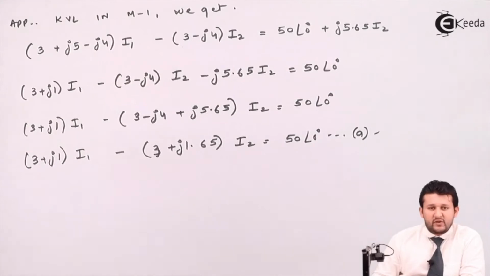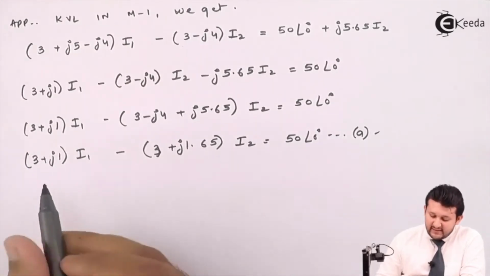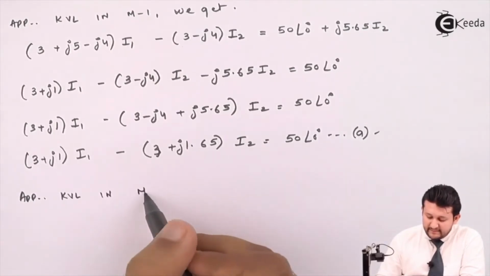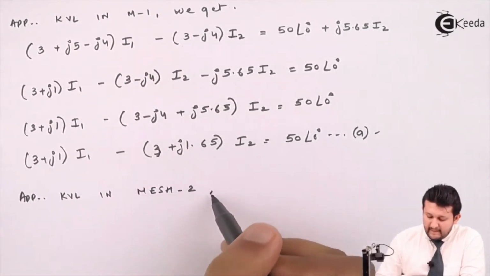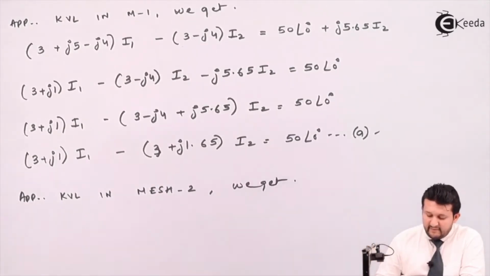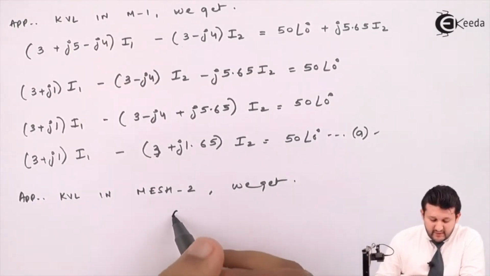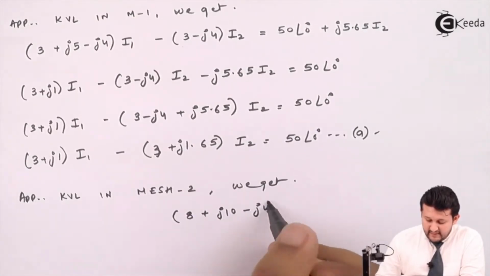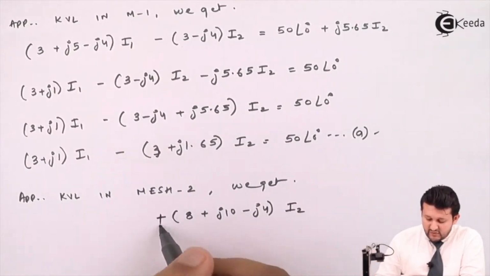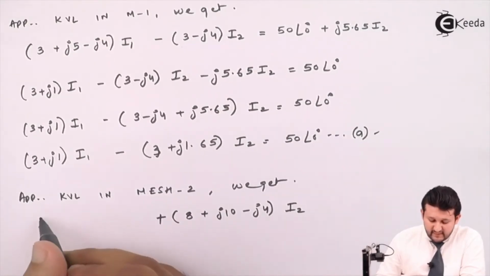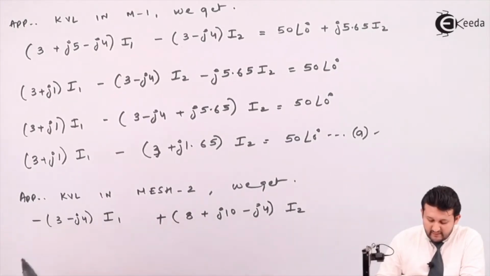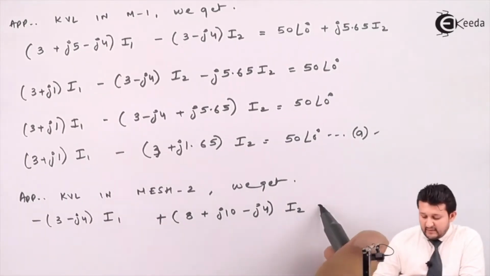So now the second equation you will be applying in your mesh 2, my dear friends. So let's apply KVL in mesh 2, we get. In mesh 2, let's add all the terms. When you add all the terms, my dear friends, you will be getting (8 plus j10 minus j4) I2. Since I've taken mesh 2, I2 will be positive. Apart from this, take for I1, so this will be (3 minus j4) I1, the sign will be negative. This will be equal.